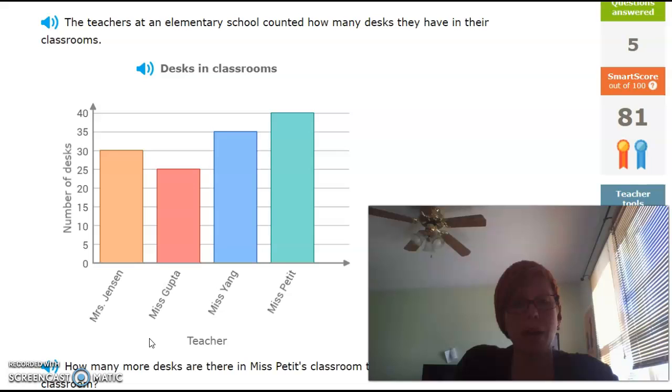So let's look at Miss Petty's class. Right here, she had 40 desks and Mrs. Jensen had 30. So what is the difference between 40 and 30? Or what is 40 take away 30? It is 10. And I can see that also by looking at the side of the graph, I'm counting by fives every time. So if I go 5, 10, going up, I can find my answer as well.